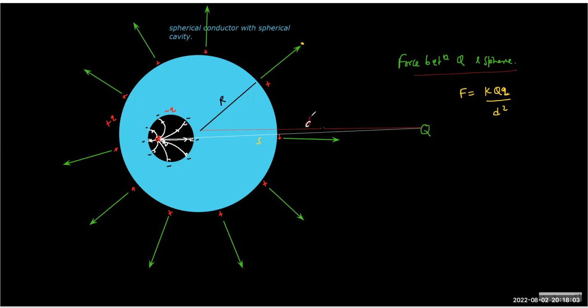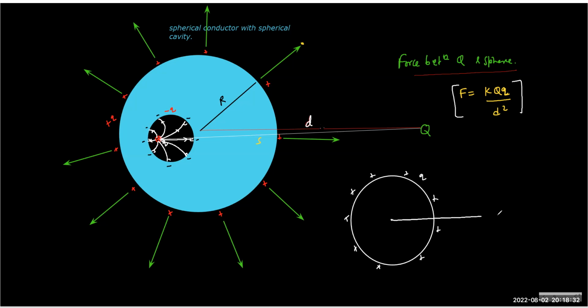I think this is not clear. The force part is clear, yes or no, guys? So force is due to the outer. So you can think this way. You can replace the entire conductor by a simple shell with charge q. And from the center of the shell at a distance d, we have charge q. What is the force? We know the answer.